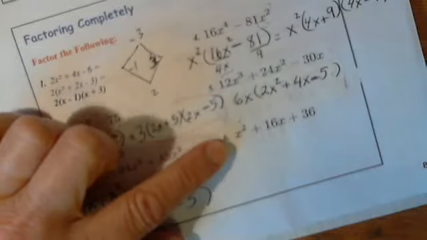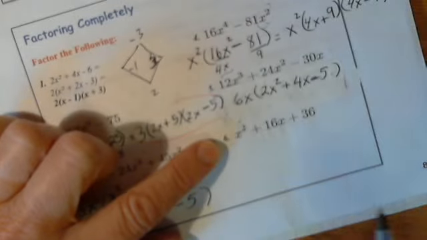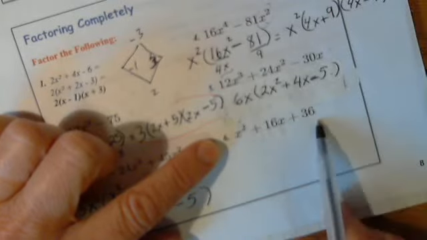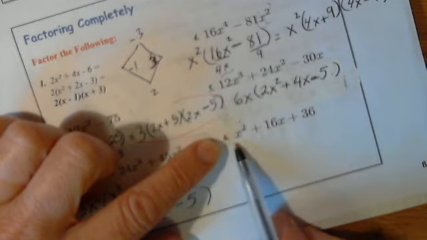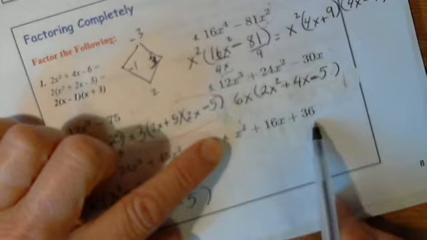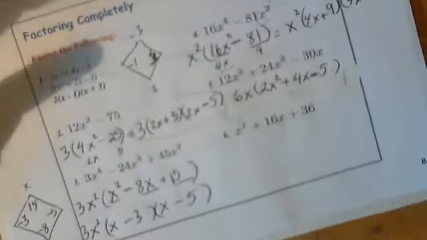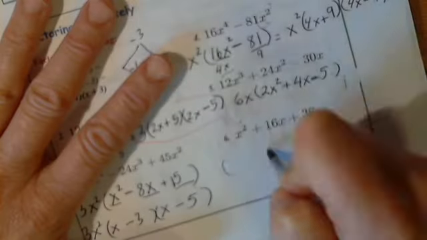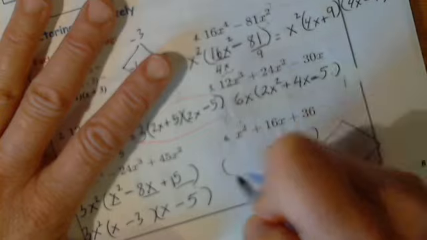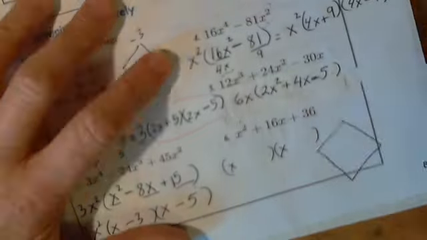Alright, x squared plus 16x plus 36. No x's in common. No numbers in common, because there's just a 1 here, and that would be the biggest number I could pull out of all of them, and there's no point in factoring out a 1. So the other thing we can do is look at factor pairs and try to factor it into two binomials. Let's see if we can do that.